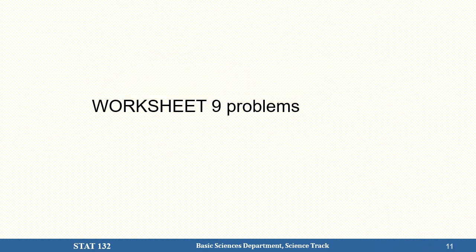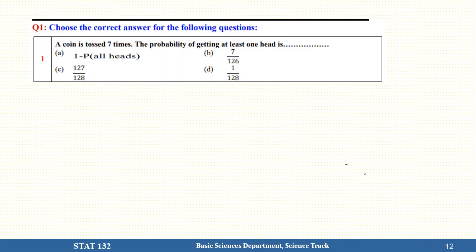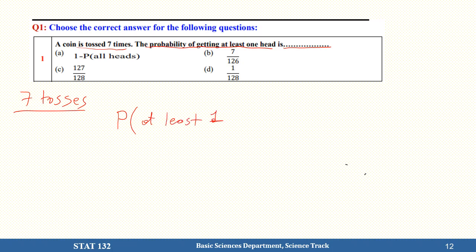Lecture 9. Question 1. A coin is tossed 7 times. The probability of getting at least one head is what? Now we can use the shortcut here about the at least questions. Okay, getting at least one head. There are 7 tosses, and getting at least one head.